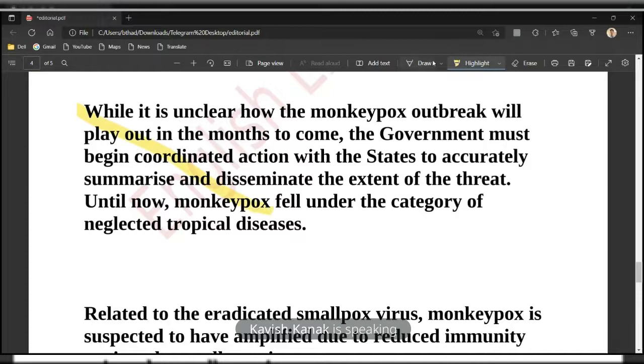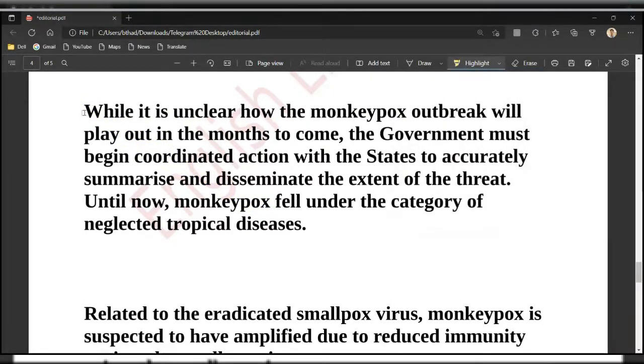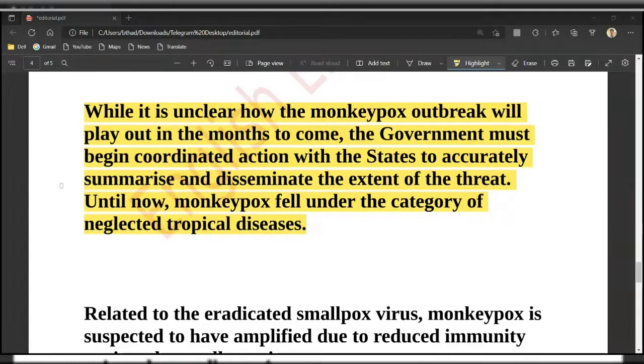While it is unclear how the monkeypox outbreak will play out in the months to come, the government must begin coordinated action with the states to accurately summarize and disseminate the extent of the threat. Until now, monkeypox fell under the category of neglected tropical diseases.